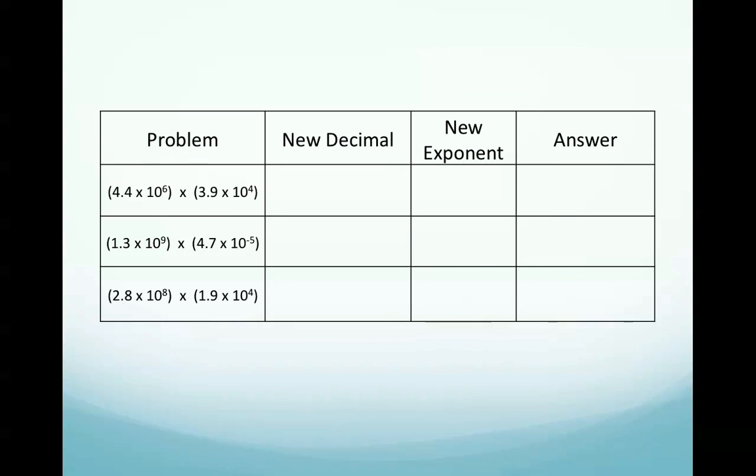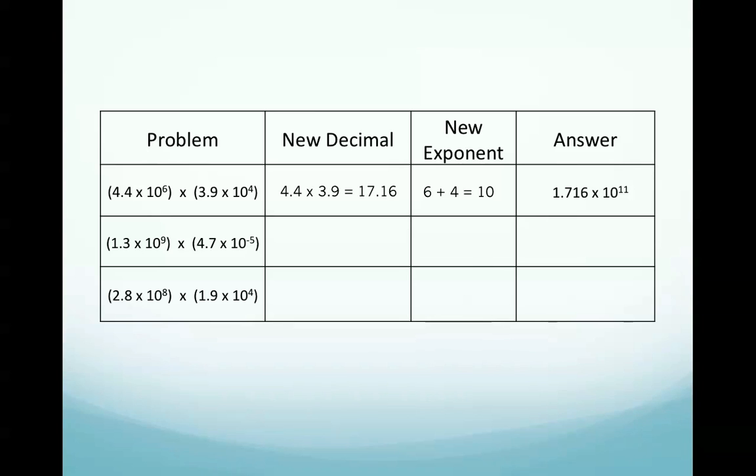So let's go through these examples. The new decimal, so I'm looking at my decimal numbers or my base numbers. I'm going to take those two numbers and multiply them together to get the 17.16. My new exponent, I'm going to add the 6 and the 4. So 6 plus 4 gives me 10. My answer is going to incorporate my new decimal number and my new exponent. However, the 17.16 is incorrect in terms of my accepted format. I have to slide that decimal point over, which means that's going to affect my exponent. So your final answer is 1.716 times 10 to the 11th.